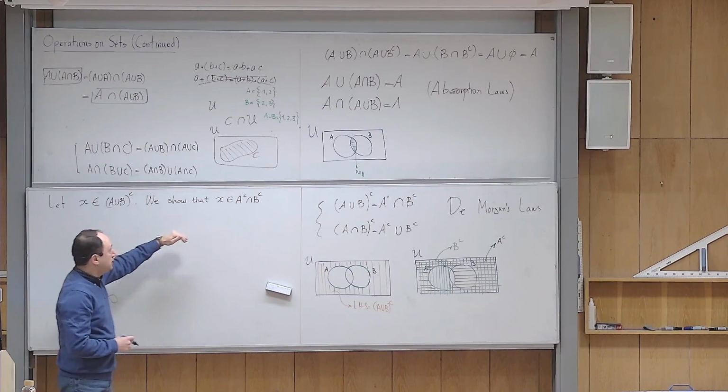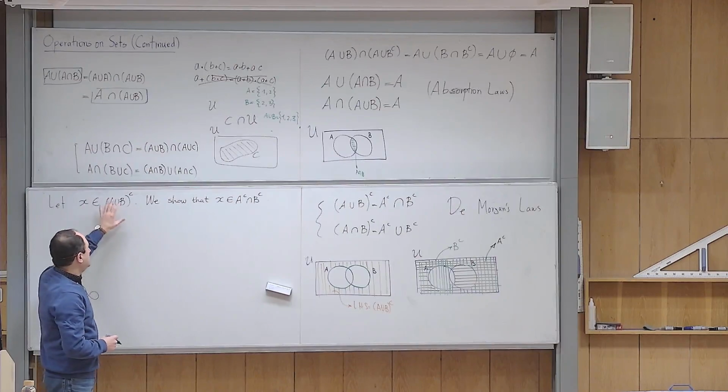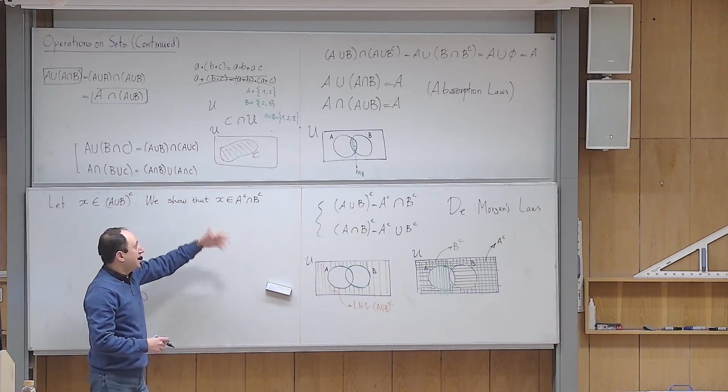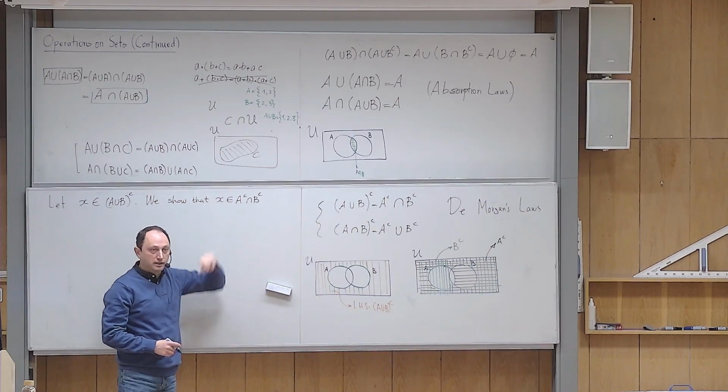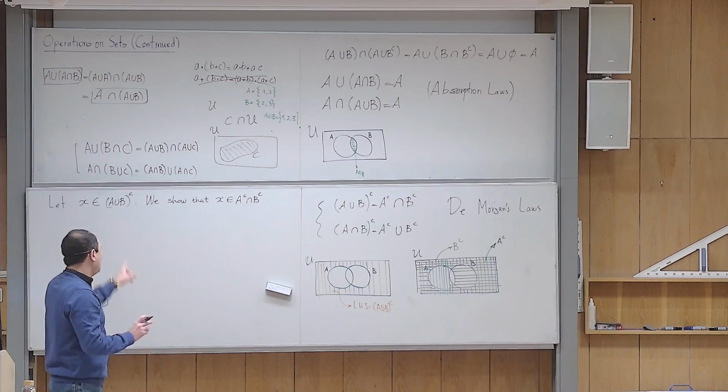I hope that you agree with me that this is not enough. Because if I show this, it means that whatever is in this one is also in that one. It might happen that this includes more elements. But I have to show that the other way around is also true. But for the time being, that's enough.